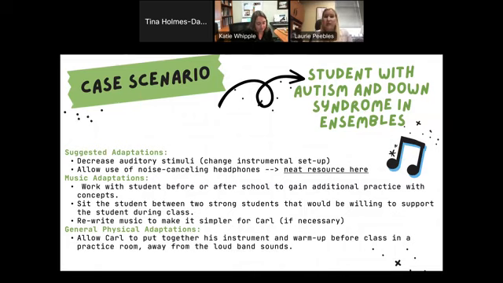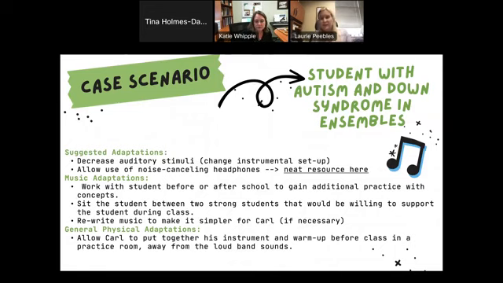So even having another student come in and help, or if you have a partnership with the high school band program, maybe have a high school student come in and work with the students after school, just to help with those additional concepts. So that way you can continue to teach the concepts in class for the other students. And then again, we can definitely go back to that peer support, having a student sit between 2 strong students that would be willing to support the student, redirect the student, help the student with those concepts.